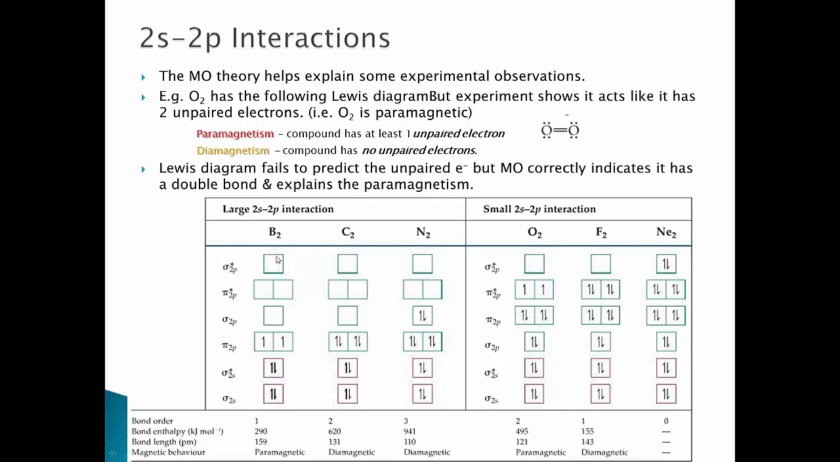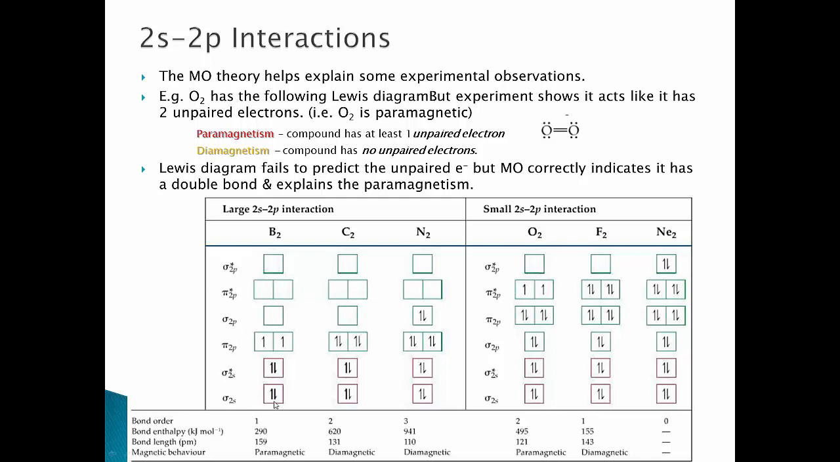Okay, so if we have a look at this slide here, it goes into our 2s, 2p interaction. Look at our examples here. We've got our boron, carbon, nitrogen that have that large interaction. So remember, our 2p degenerate set is lower than our sigma bond. So our pi bonds are lower in energy than our sigma, but if we have a really small interaction between our s and our p's, then our sigma is lower and our pi bonds are higher. Looking at our anti-bonding, they're not changing.